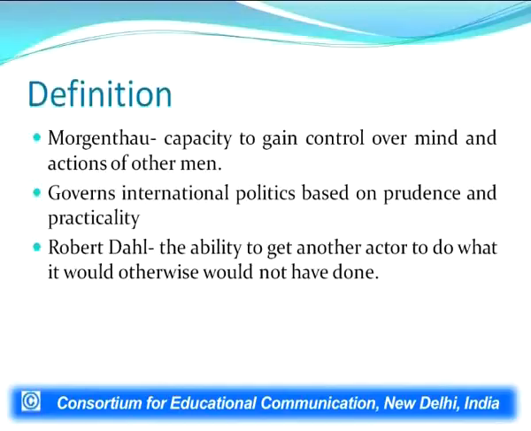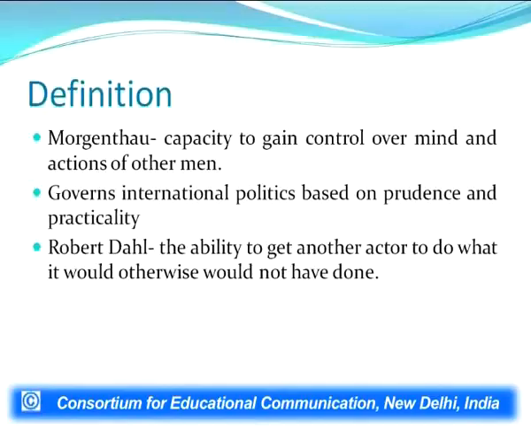As we all know, sovereign nations aspire for more and more power. And in this pursuit, Morgenthau goes on to say that power is the capacity to gain control over the mind and actions of other men. He says that international politics is governed by power based on prudence and practicality. So he says that it's not only about annihilating, we just force them to do what we want them to do. And international politics, according to Morgenthau, is based on practicality and prudence.